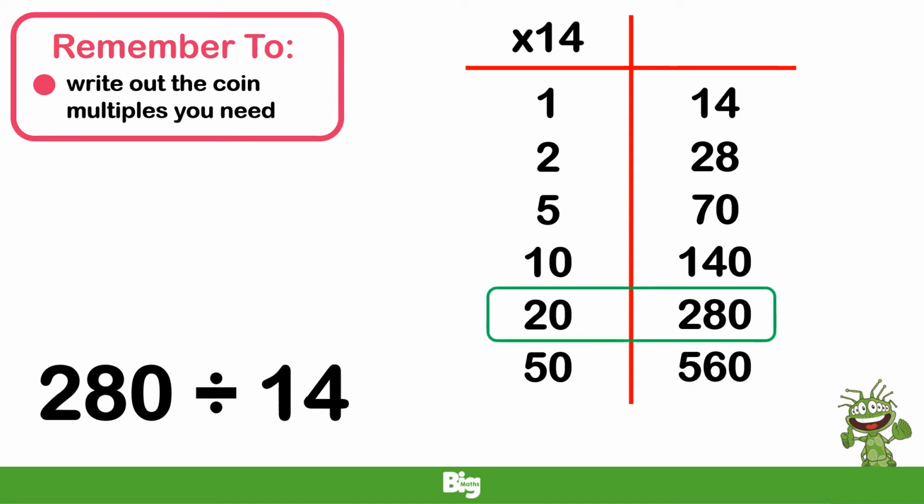And then you use that to help you to work out how many 14s are in 280. So you look down your answers and you're looking for a number that is beside or close to 280, and it happens to be exactly 280 if you multiply 14 by 20. So the answer to 280 divided by 14 is 20.